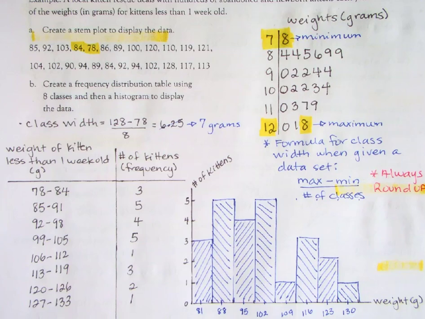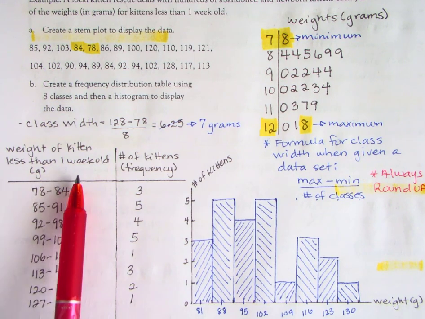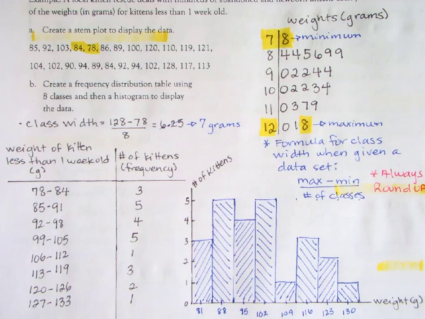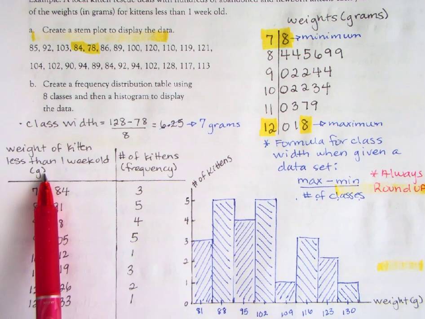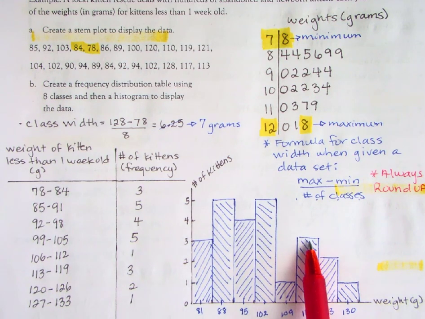Once we have done that, we can then create the bars that represent the number of kittens for each of the classes for the weight of kittens less than 1 week old in grams. Remember that the individual tick marks you see here are the midpoints for the weights of those individual classes. For example, when you see the number 116 here, that represents the midpoint of the class 113 to 119. That class is the weight of kittens less than 1 week old in grams, and the height of that bar represents the number of kittens that fell in that weight category.